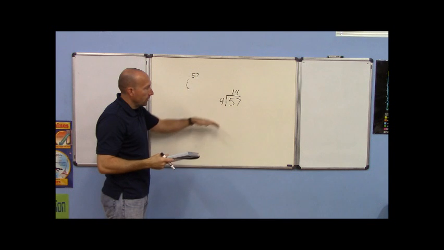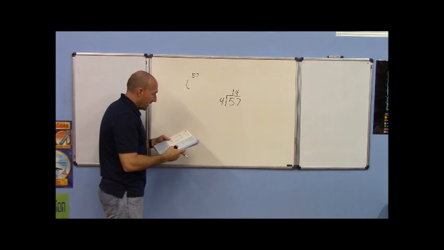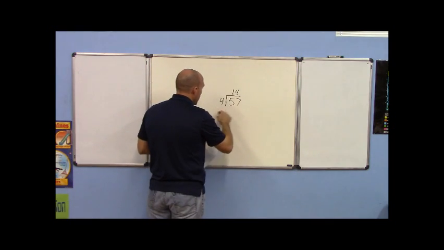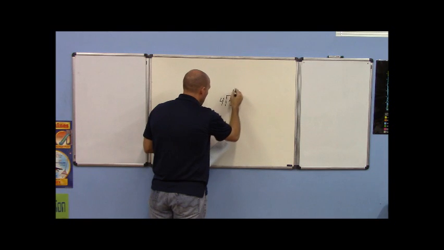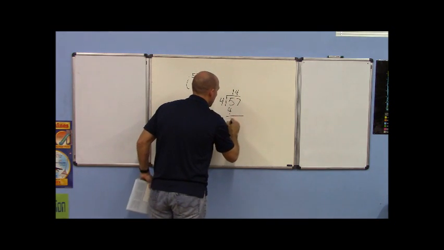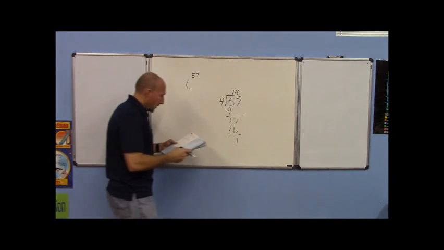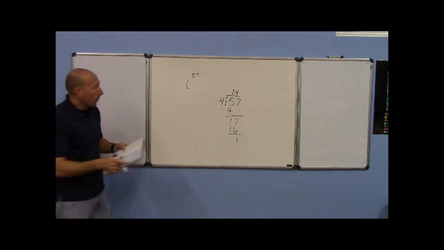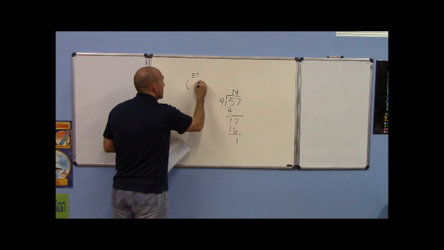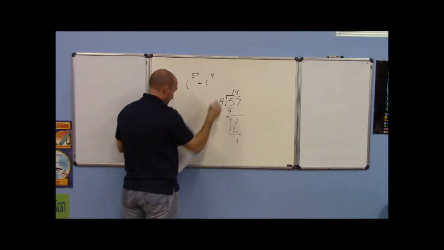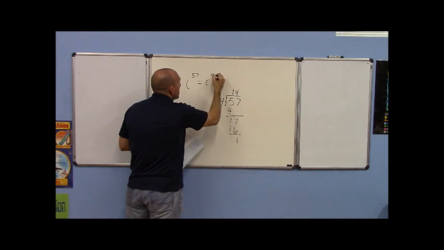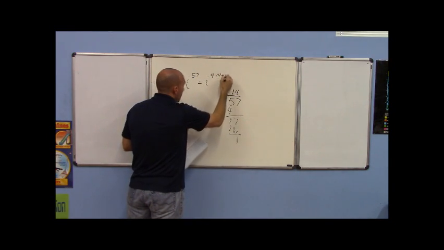And then you can go through the process that it has here. Well, 14 times 4 is, where are we? Well, 1 times 4, 4. Here, we'll do this real quick. 1, 17, 4, 16 with 1 left over. So, i to the 57th power equals i to the 4th times 14, and then you have 1 left over.